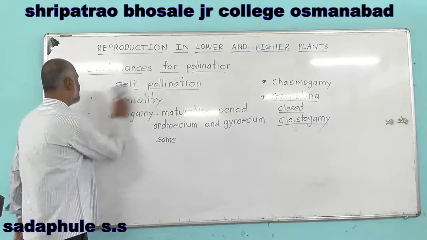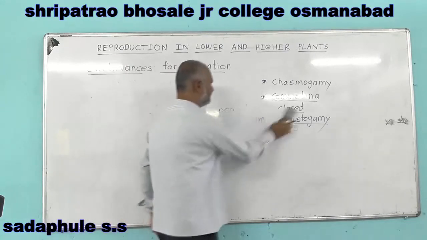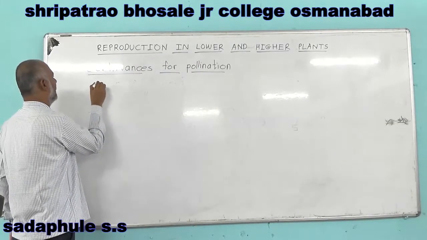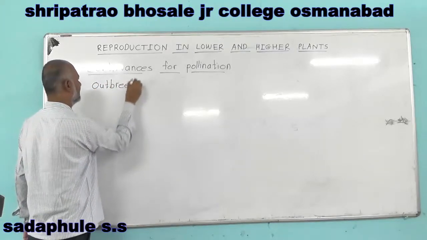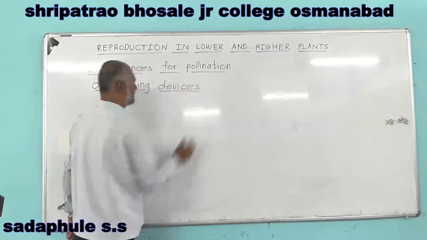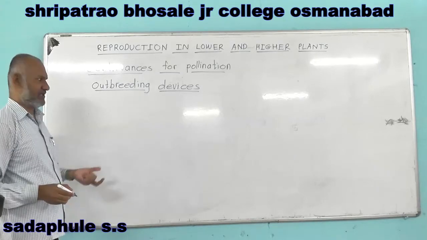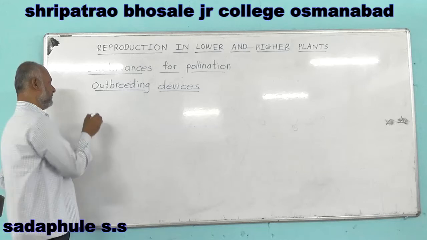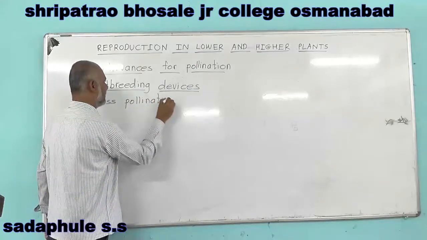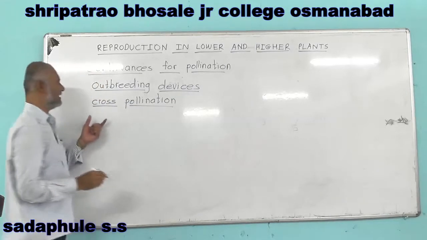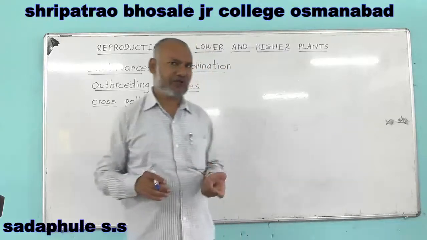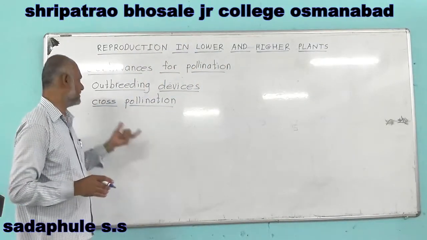Okay. Now, there are contrivances for cross-pollination, which are also termed as outbreeding devices. And what are outbreeding devices? These are the adaptations or characters developed by flowers to achieve cross pollination and to avoid self pollination. It is termed as outbreeding devices.